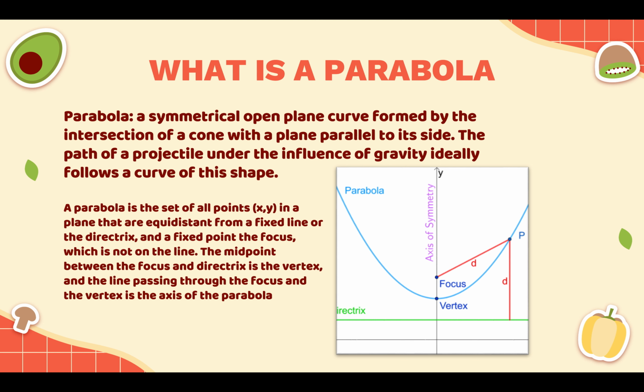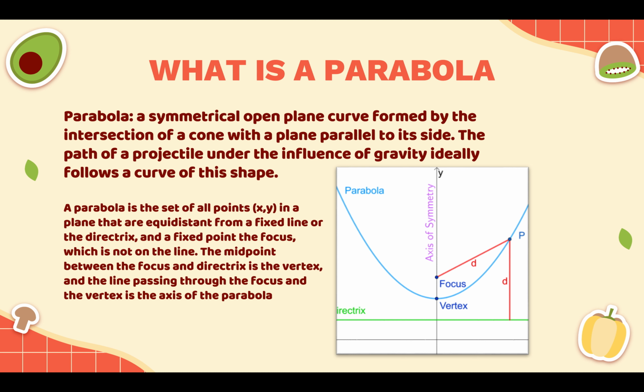A parabola is a symmetrical open plane curve formed by the intersection of a cone with a plane parallel to its side. The path of a projectile under the influence of gravity ideally follows a curve of this shape. Okay, so that is the most complicated definition I've ever heard in my entire life.